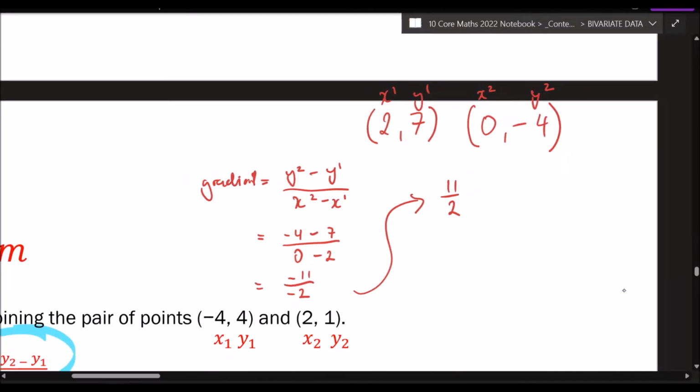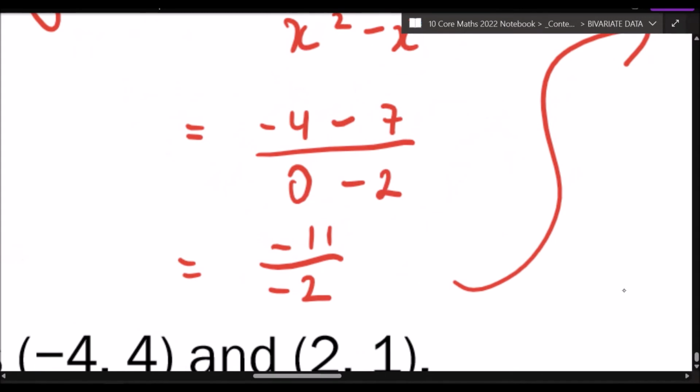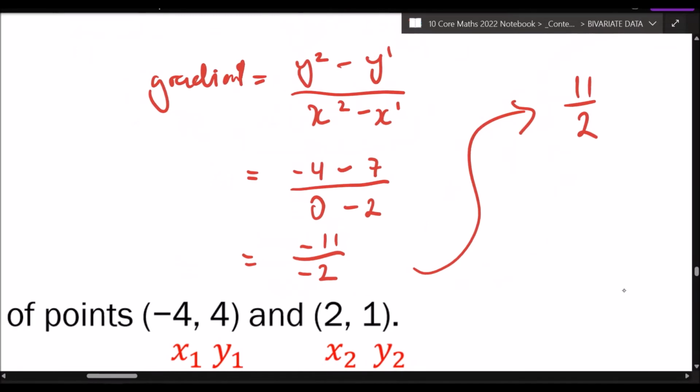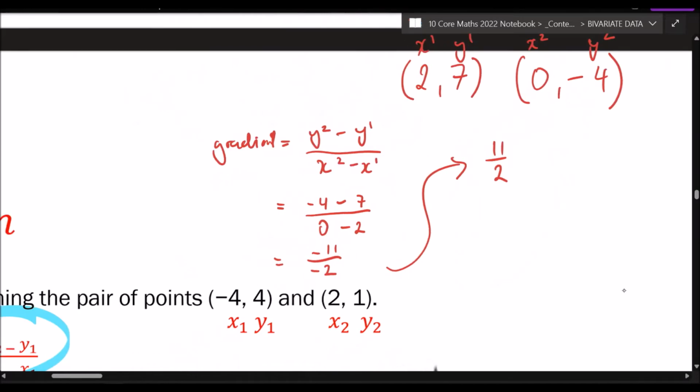What's your question, Izzy? Okay, because, have a look, there's two negatives there, that's why. Negative 11. Whenever you divide or multiply negatives together, it always becomes a positive. Negative with negative equals positive. That's how we use the gradient formula, so make sure you're comfortable with it.